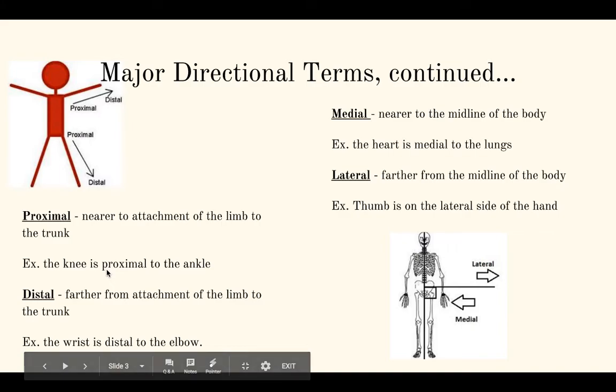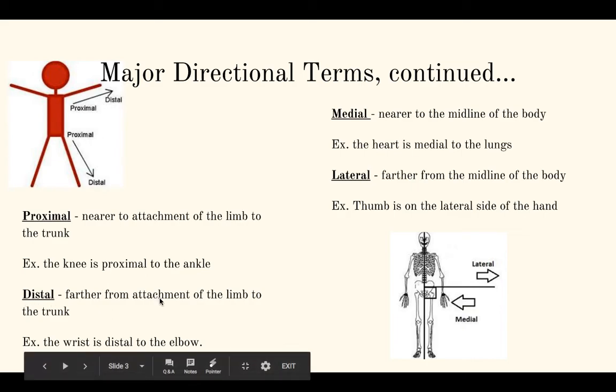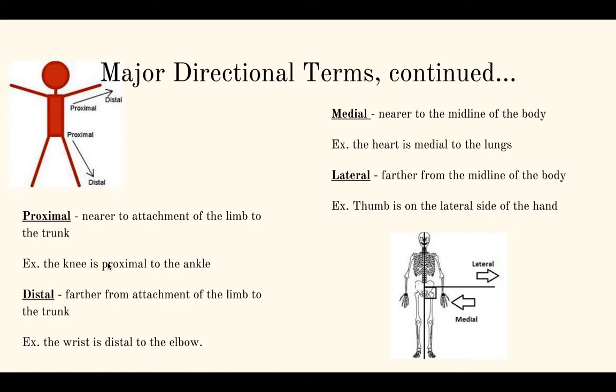Okay, so here's another word, distal. It's the opposite. This one means farther from the attachment of the limb to the trunk. It's a farther distance from the attachment, okay, distal. And the example of this is the wrist is distal to the elbow. So if we picture that the wrist is up here roughly, the elbow would be right here. So the wrist is farther away from the trunk than the elbow, okay?